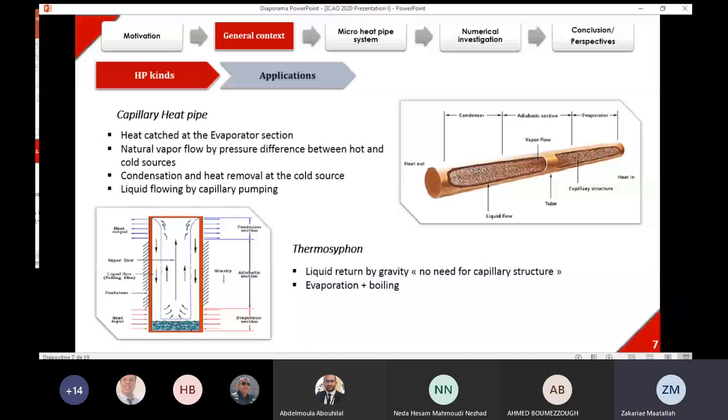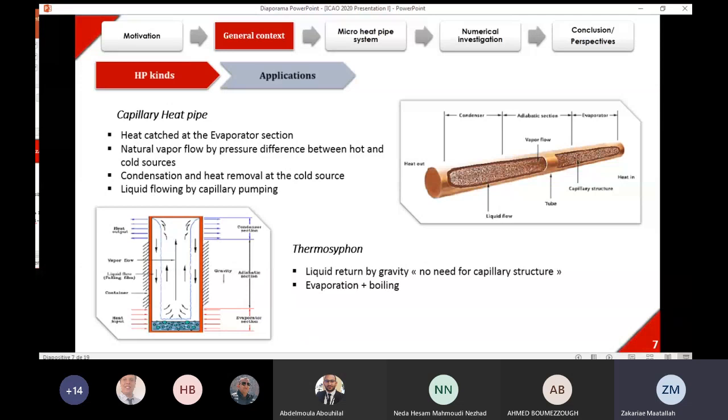So at first, heat is applied to the evaporator, then the liquid at the evaporator section will start to evaporate. This vapor will flow naturally by pressure difference between the hot and cold sections, which are the evaporator and condenser sections. So when the vapor condenses, it will remove this heat and transfer to the liquid phase, so this liquid will return back to the evaporator by a capillary pump, such as wick structures.